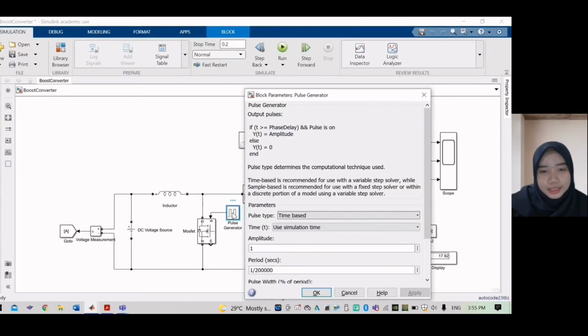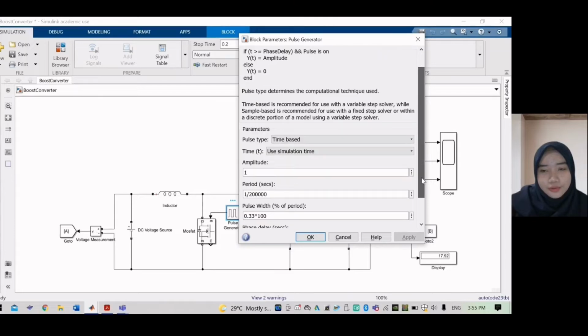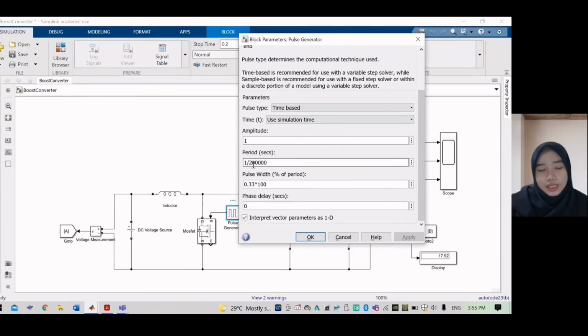at the pulse generator, we need to insert the period, and the frequency we use is 20 kHz. So we need the period, so 1 over 20 kHz. And the duty cycle that we get from the calculation is 0.33, but we need it in percent, so 0.33 multiplied by 100%.